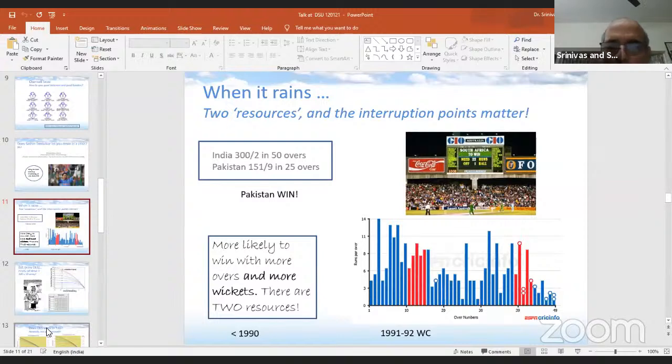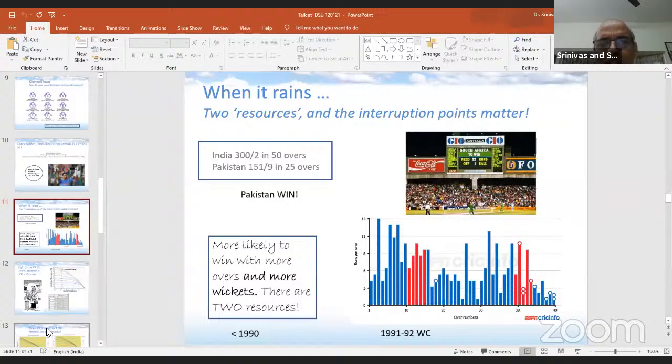There's a chart below, but I'm not going to talk about that because it was a method that they tried in the 1992 World Cup, which was not successful. In fact, it led to some bad results. India would have defeated Australia in one match, but for this stupid rule. But all I'm saying is that there were a lot of stupid rules till Duckworth-Lewis came up.